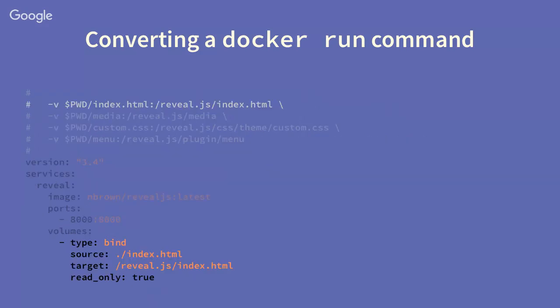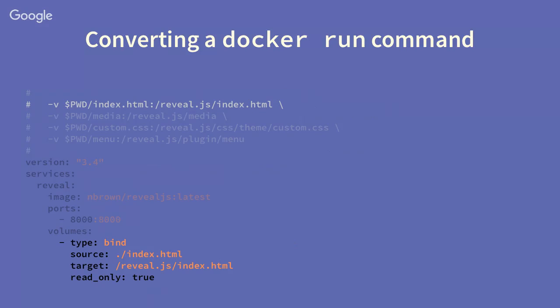I think I went backwards. There we go. So this is the first volume. It's a link to the index.html. And on the Docker command line, the volumes are defined by source, colon, and the destination. The destination here is where the application inside the container is expecting the presentation to be.